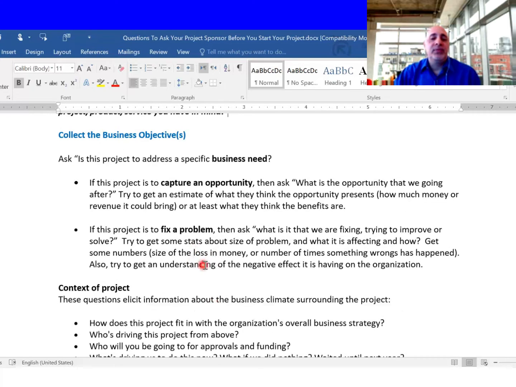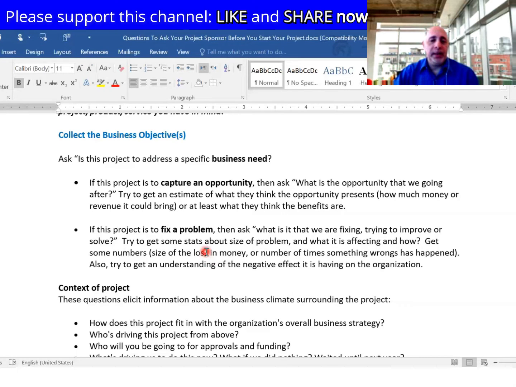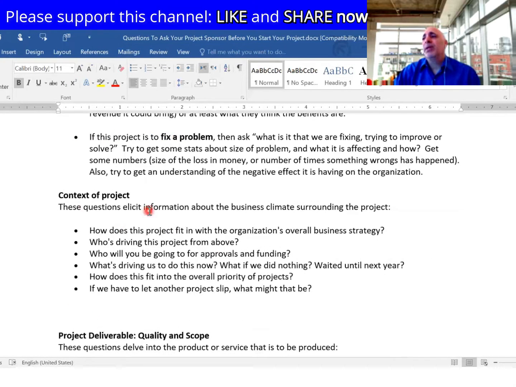If they don't have a record of the problem or cannot really explain it, then how would you know that you actually solved it later on, right? It's good to have some benchmark idea of what the problem is. Context of the project. These will get information about the business climate surrounding the project. How does this fit with our overall business strategy?